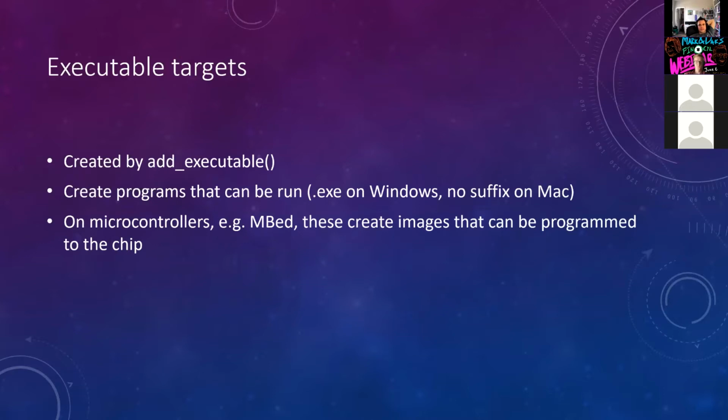First of all, executable targets. Everyone knows what I mean by that, right? An executable is just a program that can be run. On Windows, it's a .exe. On a Mac or Linux, it has no suffix. And on microcontrollers, the entire program that gets downloaded to the microcontroller is an executable. Everyone tells me I say it wrong. I know. These are created by the CMake function add_executable.